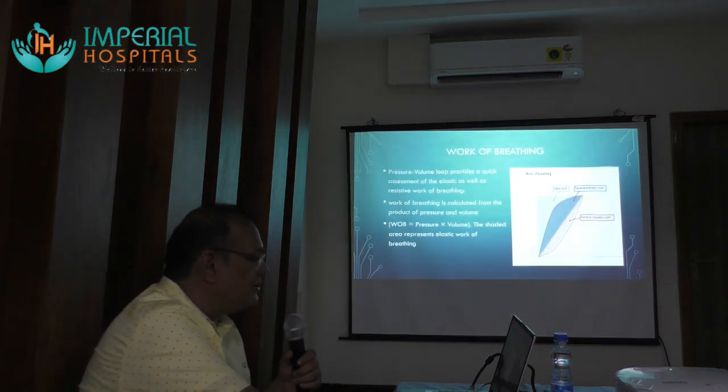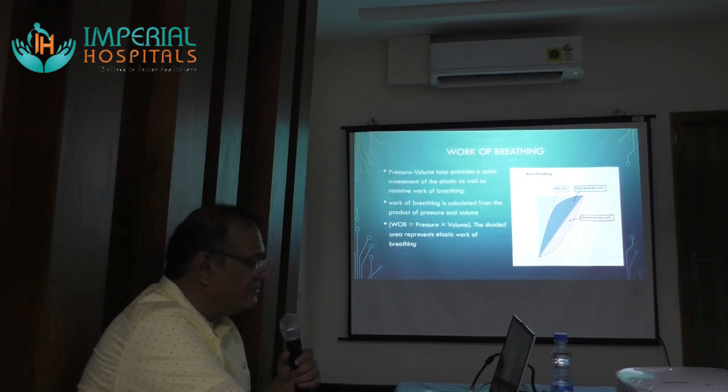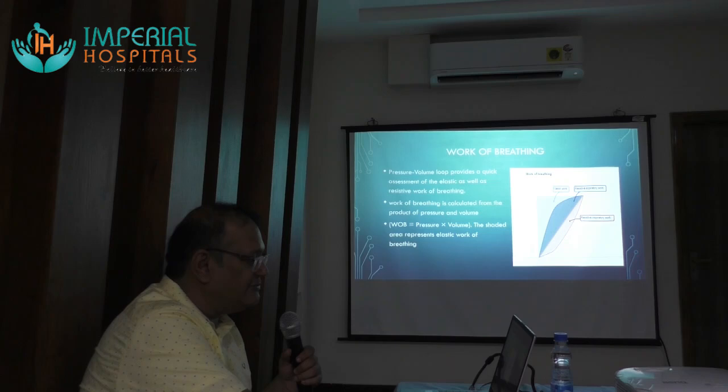The pressure volume loop also provides a quick assessment of the elastic as well as resistive work of breathing. Work of breathing is the area under the curve, so pressure into volume. The shaded area is the elastic work, the respiratory expiratory work, and the respiratory inspiratory work. The pink is the respiratory inspiratory work.